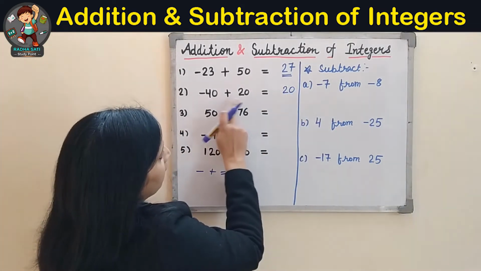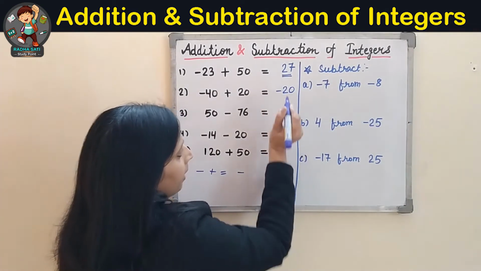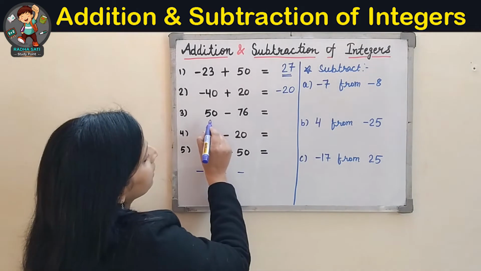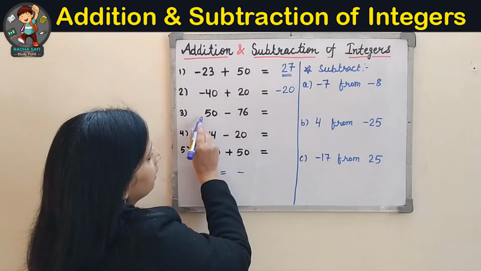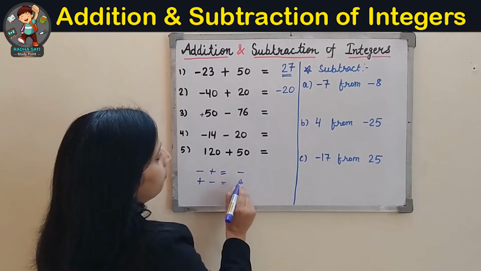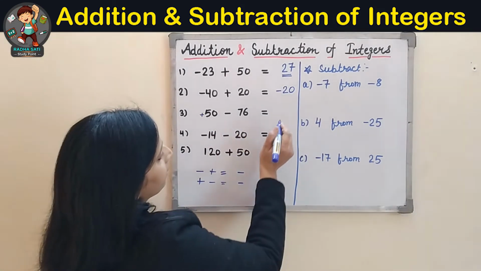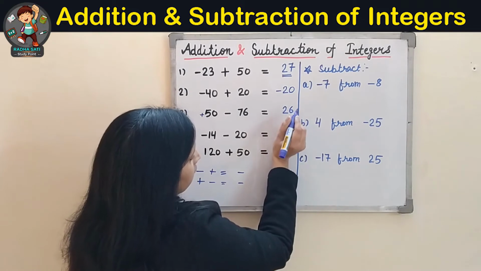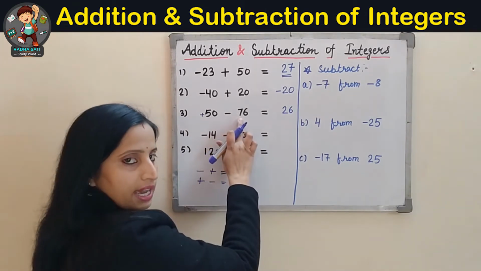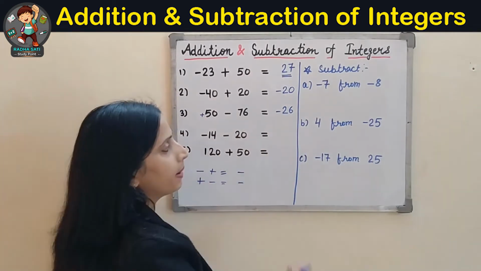Now from these two, the greater number is 40 and the sign of 40 is minus. So we will put a minus sign. So our answer will be minus 20 in this case. Third one is 50 minus 76. This means it's a positive integer, plus minus also minus. So from 76 we will subtract 50 and we will get 26. Now again we will check for the greater number. From these two, 76 is greater and before 76 there is the sign of minus. So we will put a minus sign.